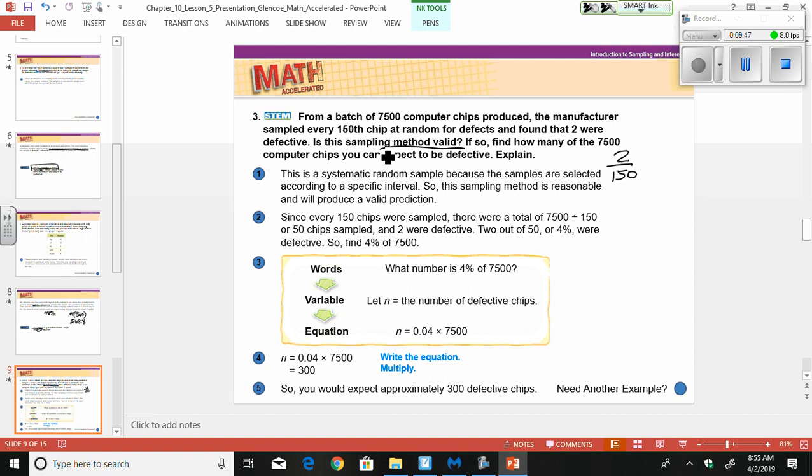Did I do something wrong? Because the samples are selected according to a specific interval, the sampling method is reasonable and will produce a valid prediction. Yes, since every 150 chips were sampled, there were a total of 7,500 divided by 150, or 50 chips sampled. Okay, there we go. That's what I messed up on. So you have 7,500 chips divided by how many times you took a sample. So 50 chips were sampled.